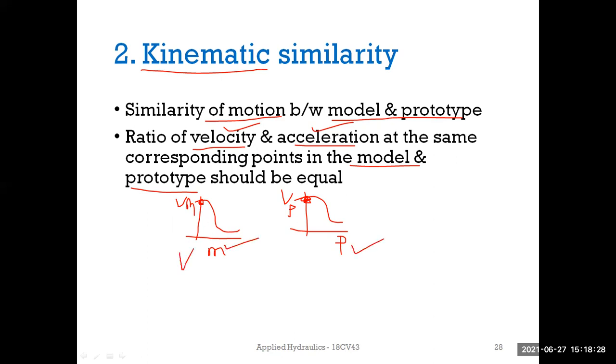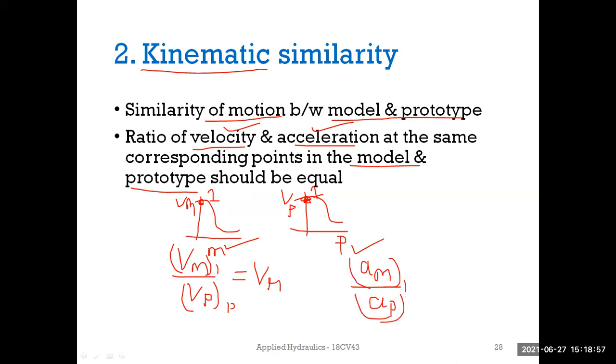So that is nothing but the ratio of velocity of the model to the velocity of the prototype at the same point, which should be the same. That is called the velocity scale ratio, which is denoted as VR. Similarly, the acceleration of the model to the acceleration of the prototype at the same point should be equal, which is called the acceleration scale ratio. So this is about the kinematic similarity.